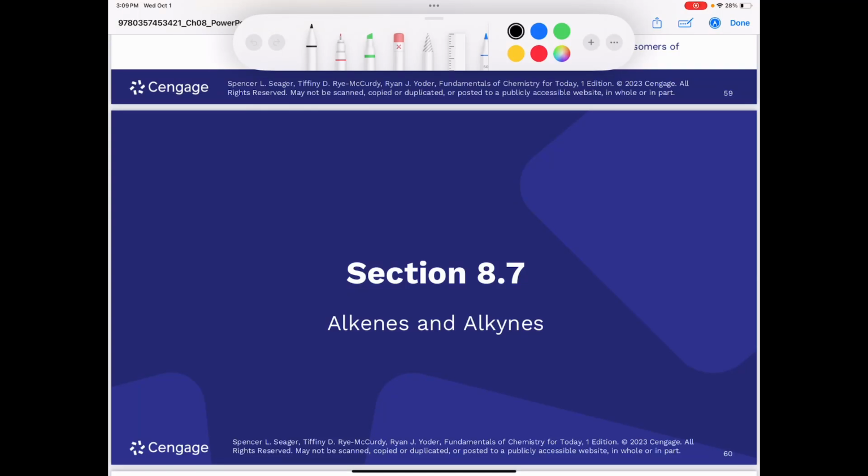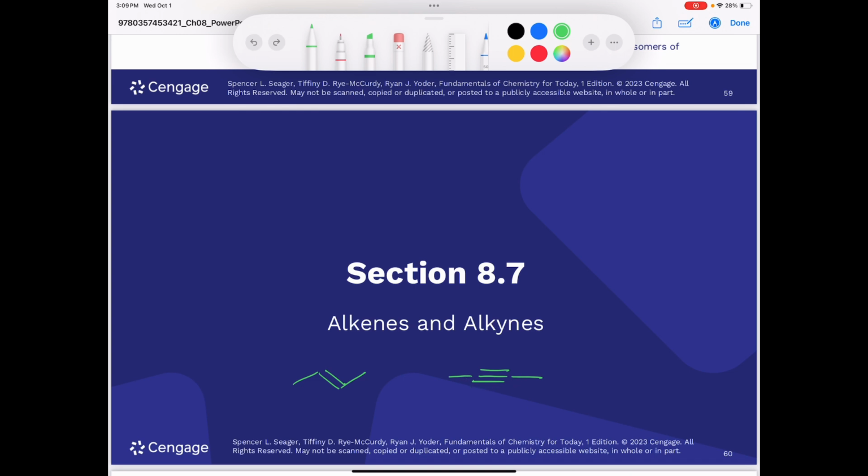All right, let's chat a little bit about alkenes and alkynes. The first thing I can tell you is that when you have a double bond between two carbons, as you see right here, that is an alkene. And when we have a triple bond between two carbons, this would be an alkyne.